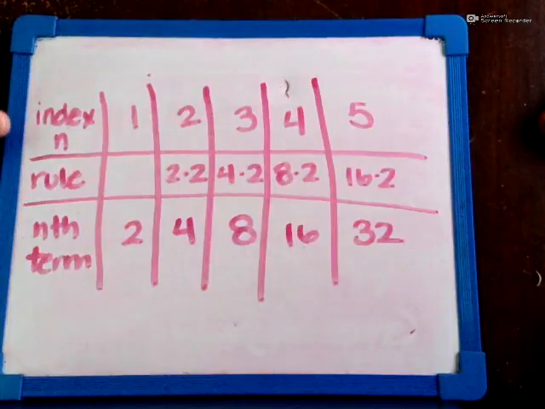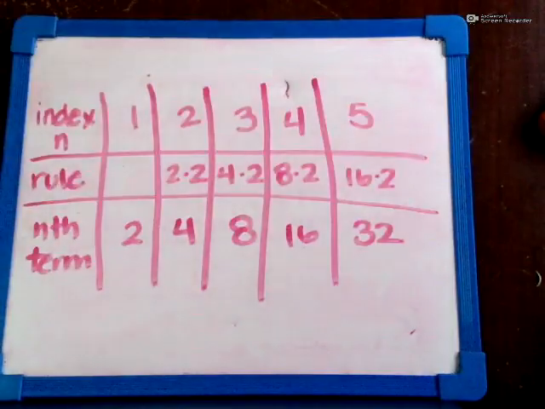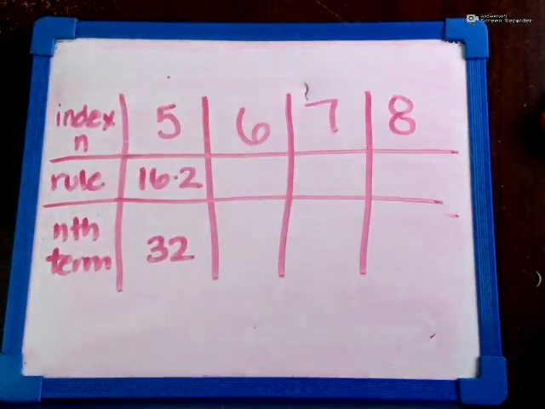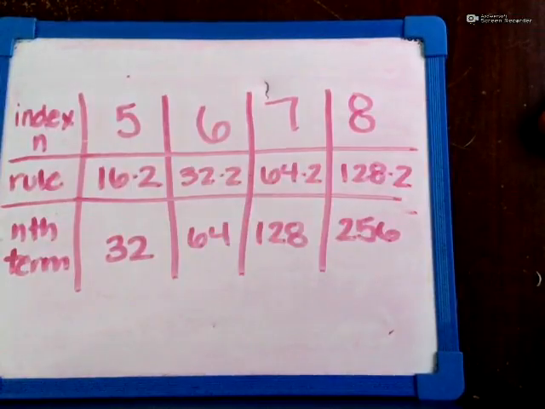So if we want to figure out what the 8th term is for this sequence, all we would do is continue the table to find the 8th term. So here's that table for you. Go ahead and pause the video and figure out what the answer is to the 8th term. And this is what your table should look like. So the 8th term is going to be 256.